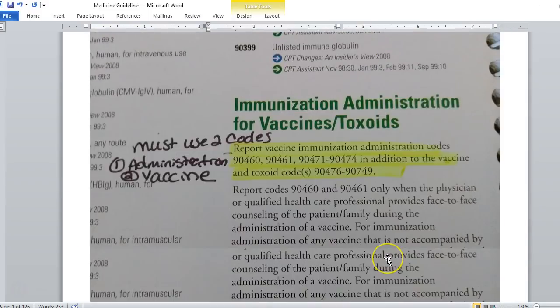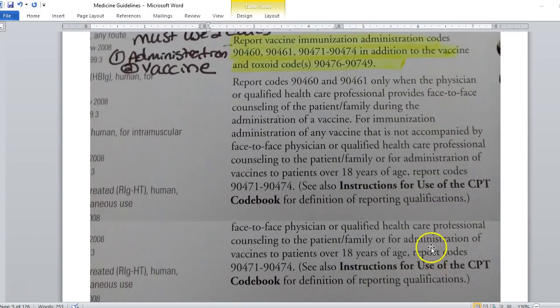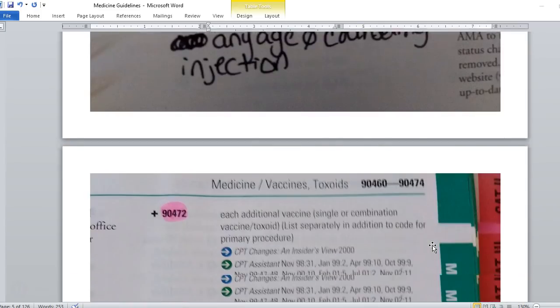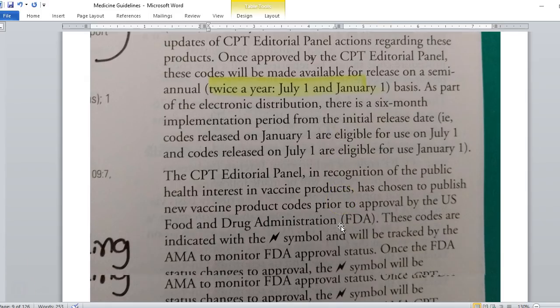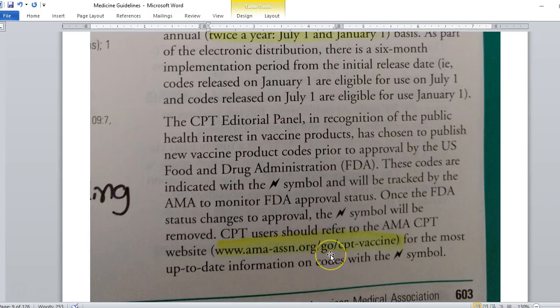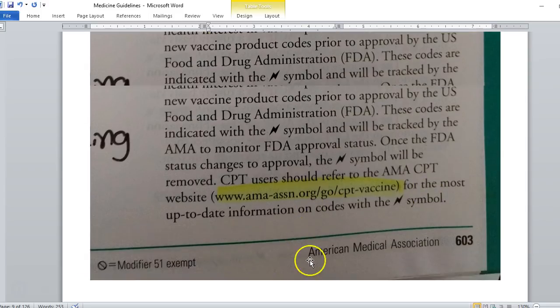which is on the bottom of page 603. That tells us that these are updated twice a year, July 1st and January 1st. So twice a year you can go down to this website and it will give you anything dealing with the FDA approval pending statuses and any other codes that are being released for that time period. So again, quarterly, just to make sure what's going on in your specific office, and then actually going to the website twice a year and making sure that you're aware of the vaccines.